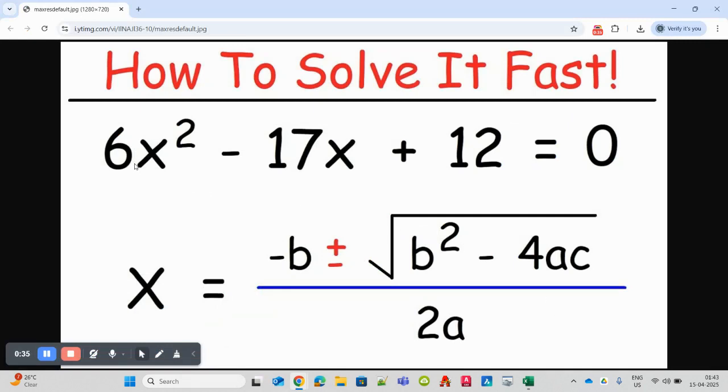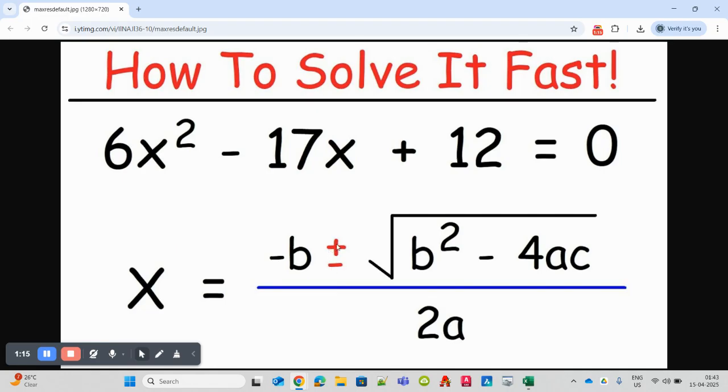Now the maximum power of x in this quadratic equation is 2, and the coefficient of x square is 6, the coefficient of x is minus 17, and the coefficient of x to the power 0, or the constant, is 12, and it is equated with 0. In general form, this 6 is the coefficient a, this is coefficient b and this is coefficient c. If we plug those values here, we get the value of x for which this equation is satisfied.